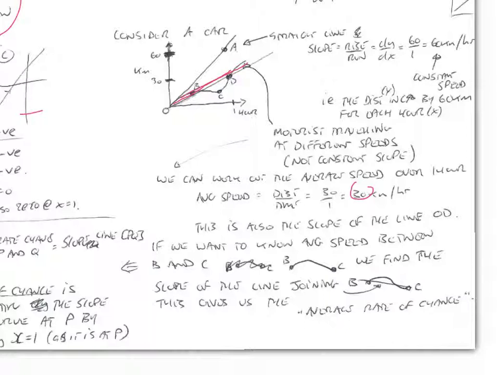If we want to know the average speed between B and C, now we're going into curved territory, we're not on nice straight lines, we can join B and C and find the slope of the line that joins the 2 points. That will give us the average speed, which is kind of what we did from O to D earlier. And this would give us the average rate of change.